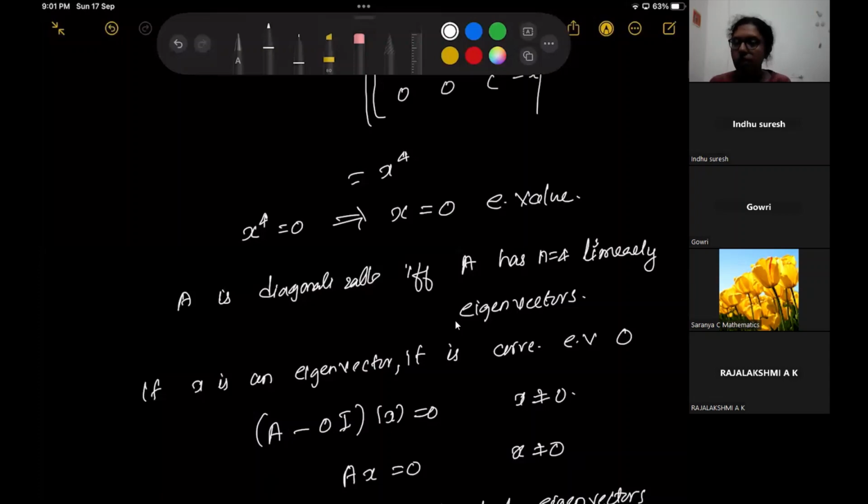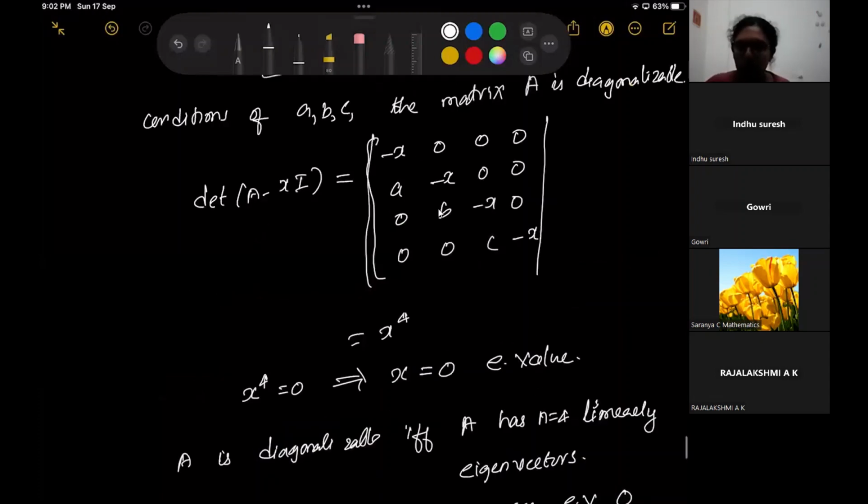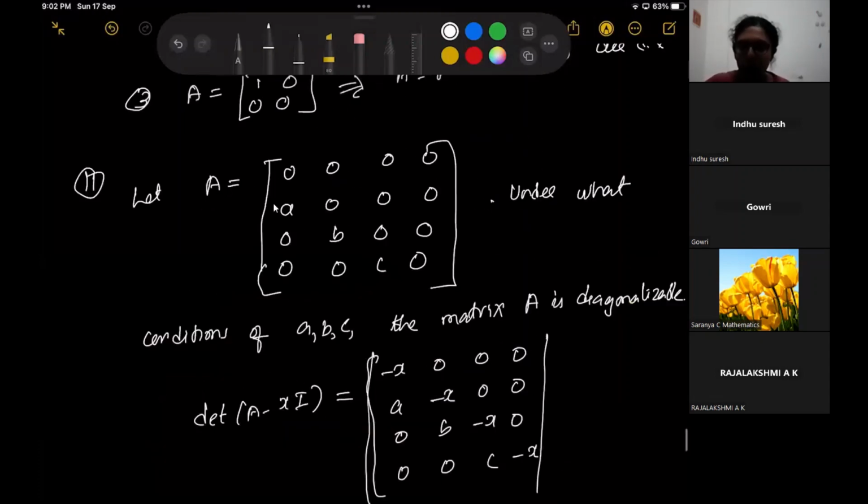That means any y in R4 belongs to the null space of A. When we operate A on any y in R4, it goes to 0, which means y belongs to the kernel of A. So A has nullity 4. Nullity means the dimension of the null space. By the rank nullity theorem, it has rank 0. Rank 0 means obviously all of a, b, c should be 0. So if A is diagonalizable, all of a, b, c should be 0.